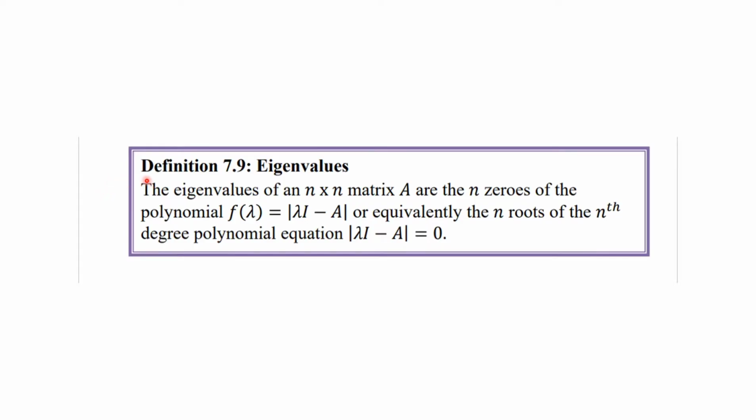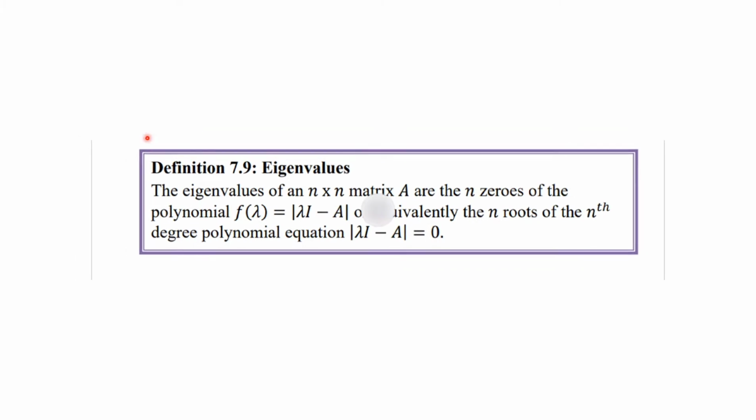For the next definition, we have the definition for eigenvalues. Based on this whole statement, we can say that the eigenvalues can be found from this equation, which is lambda multiplied by the identity matrix, minus the n by n matrix A, which is equal to 0. We have some examples which will be presented by my friend.